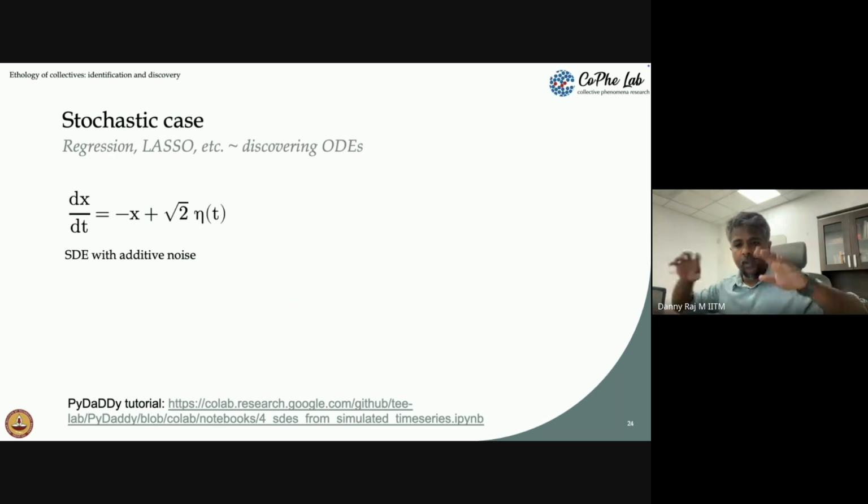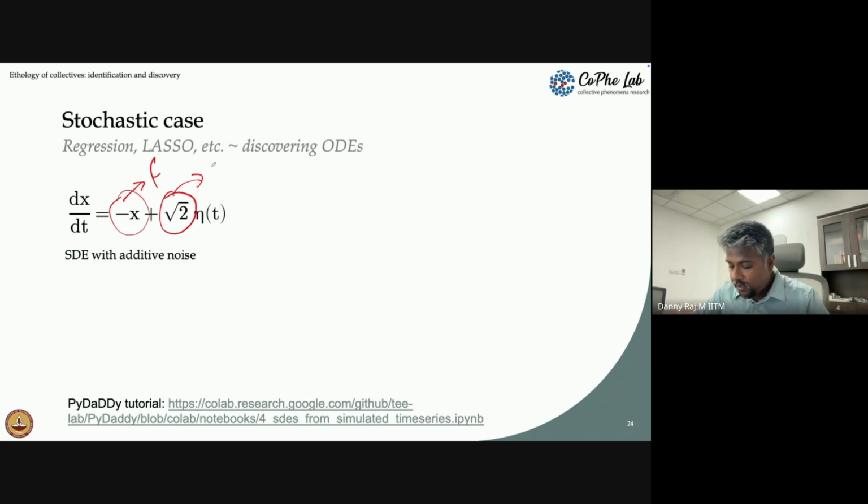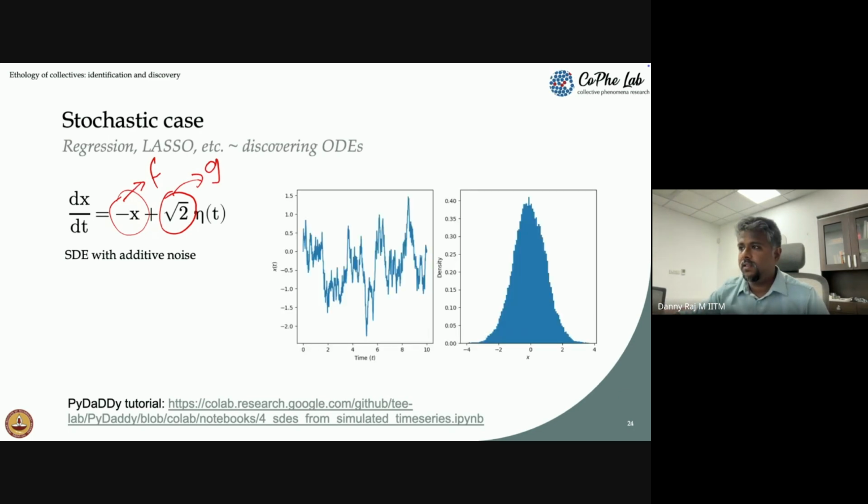So even before we go to the fish problem, let's again redo this for an example, synthetic data that we know. Okay, so here is an SDE. So clearly, what is the F here? This is the F. What is G here? It is just a constant, right? So if you simulate this, you get a behavior like this, right?